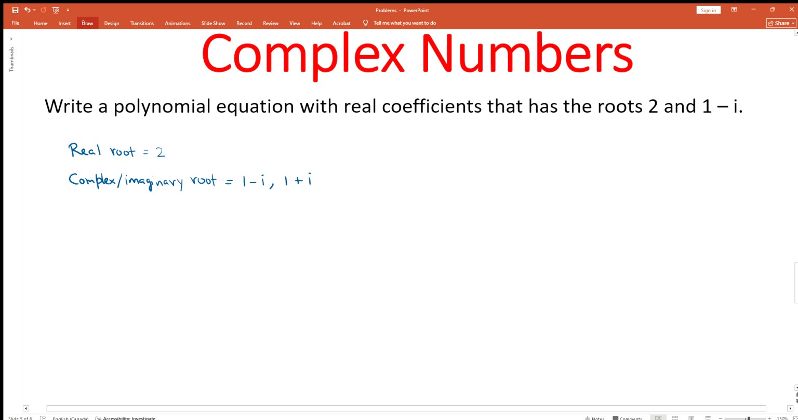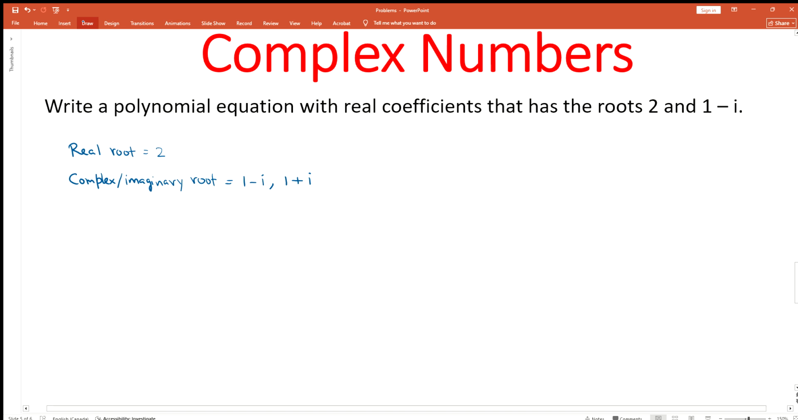1 plus i has the same real and imaginary parts as 1 minus i, but opposite sign between the real and imaginary parts. So this polynomial has two complex roots, 1 minus i and 1 plus i. So in total, the polynomial has three roots. We can use these three roots to write the equation of the polynomial.